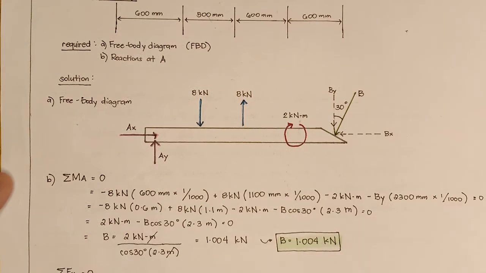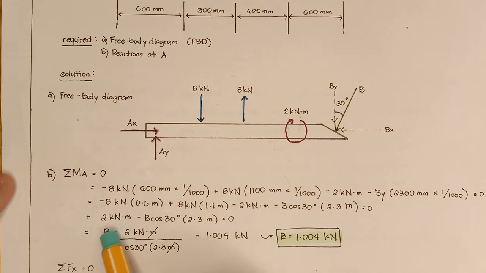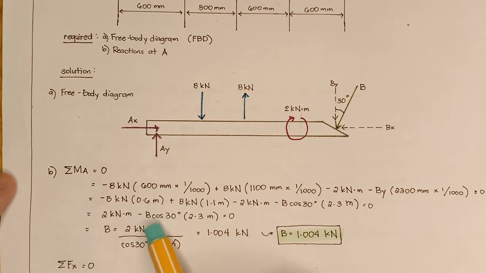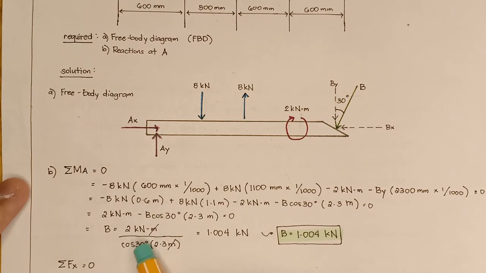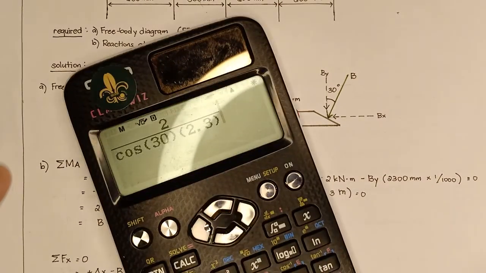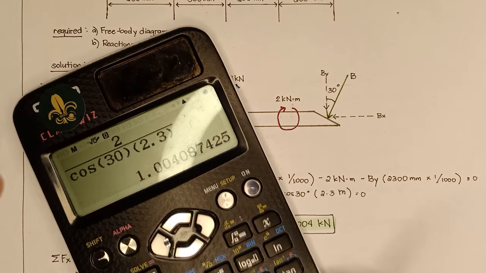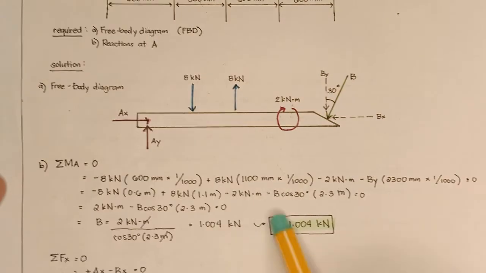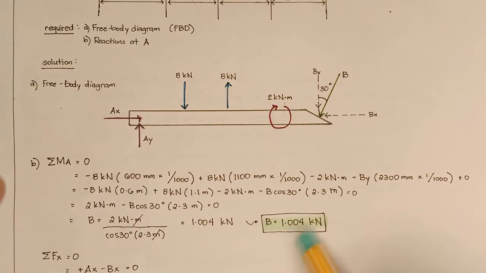Upon solving it, we will have 2 kilonewton meters minus B cosine of 30 degrees times 2.3 meters equals 0. Since we only have one unknown here, we're just going to transpose it to the other side and compute the value of it. So upon calculation of the 2 kilonewton meters over cosine of 30 times 2.3 meters, we will have 1.004. So our B would be 1.004 kilonewtons.